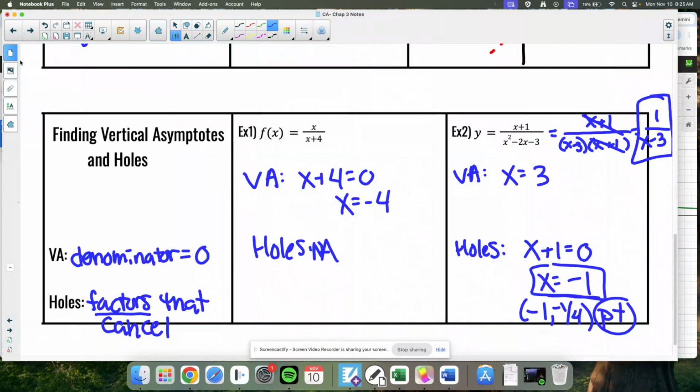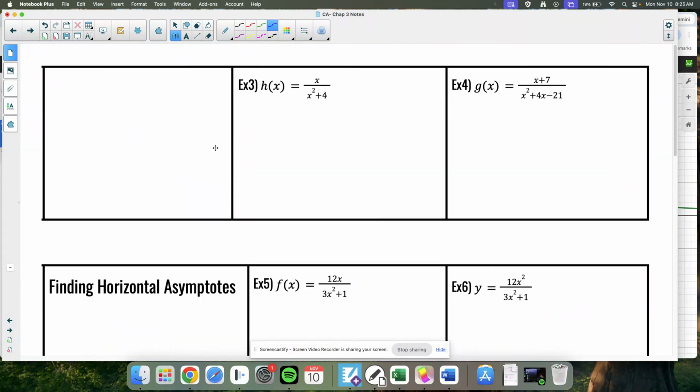Okay, next one. Step 1 on number 3. Can you factor? No. So you can't cancel out. Right away, if you can't factor it, look to see if anything cancels. Can you cancel an x with an x squared when it has that +4 with it? No. So we know there are no holes. Holes come from when you can reduce out, cancel your factors.